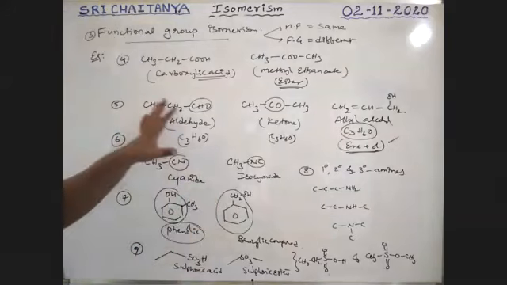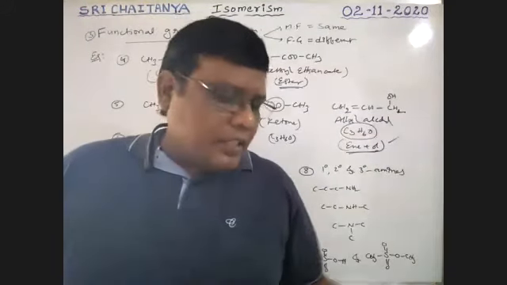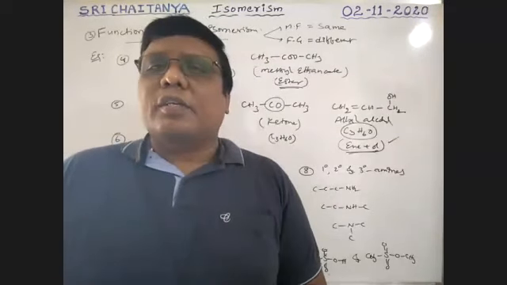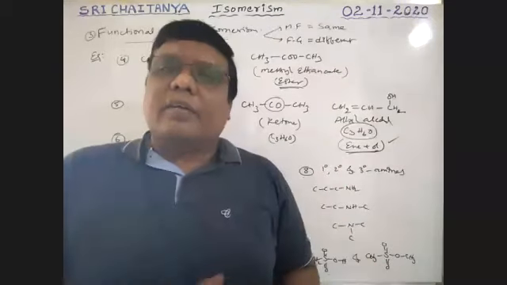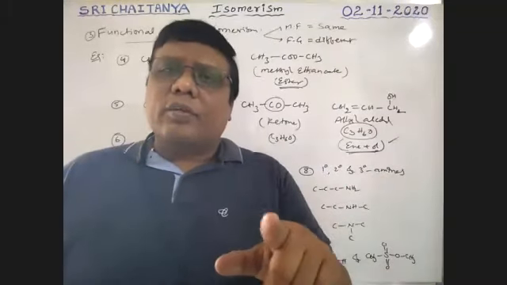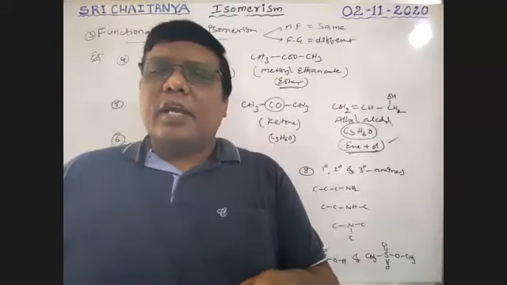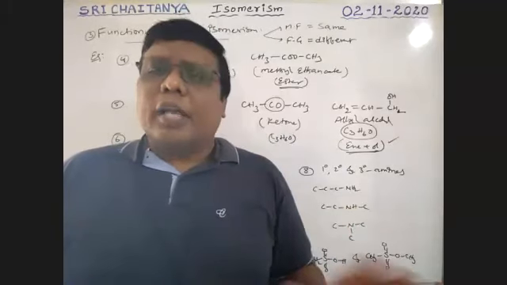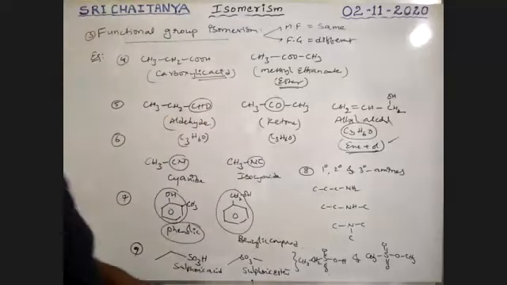That means in all these cases, for every pair of compounds, the functional group is different. That is why those are called functional group isomers. One is interconverted to another. No other class of compounds comes under this category, boys: aldehydes, ketones, acids, esters, cyanides, isocyanides, primary, secondary, tertiary amines. Like this only is possible. Like this, ethers, thioethers and thioalcohols.